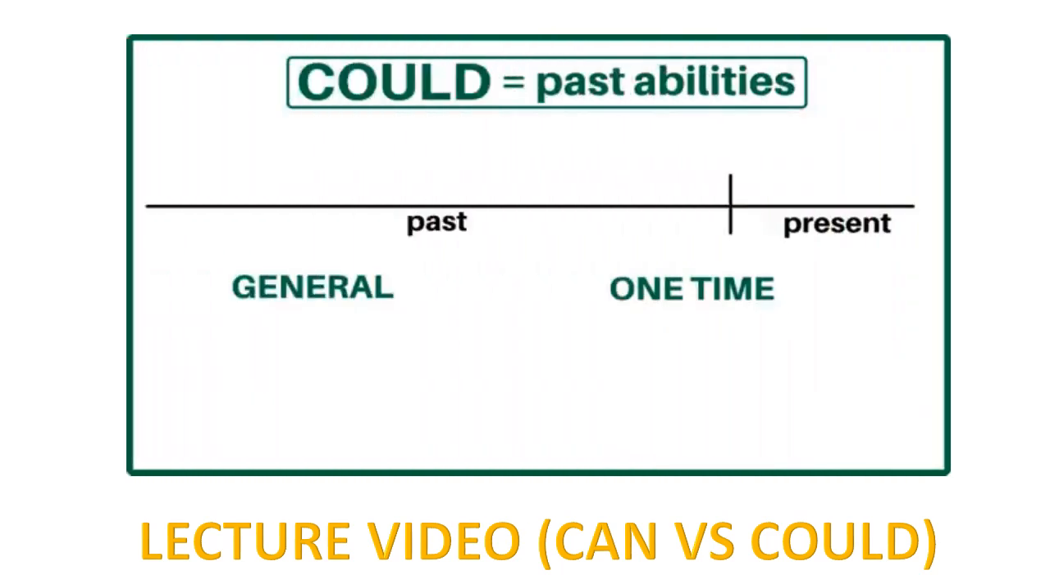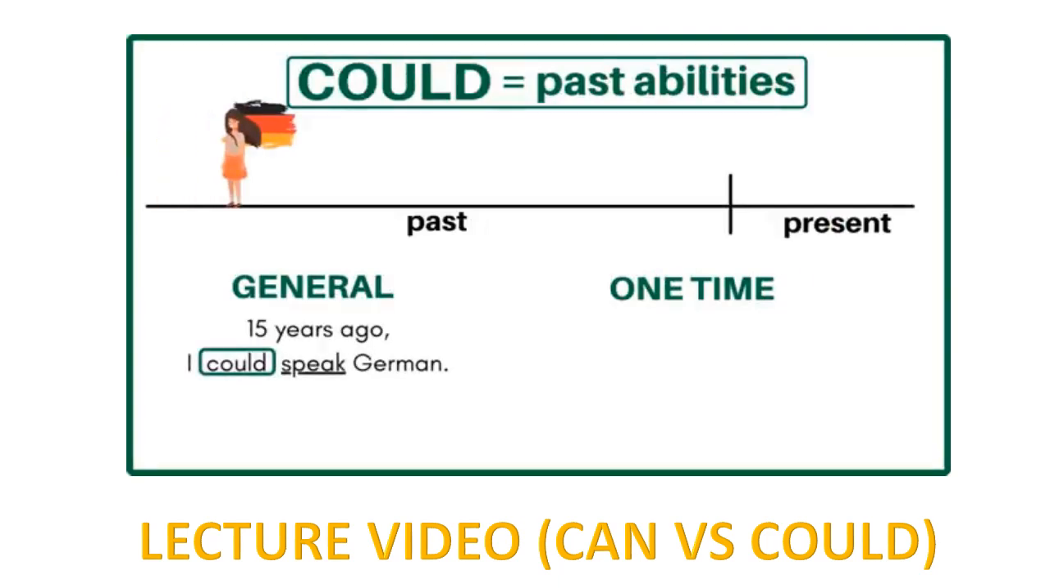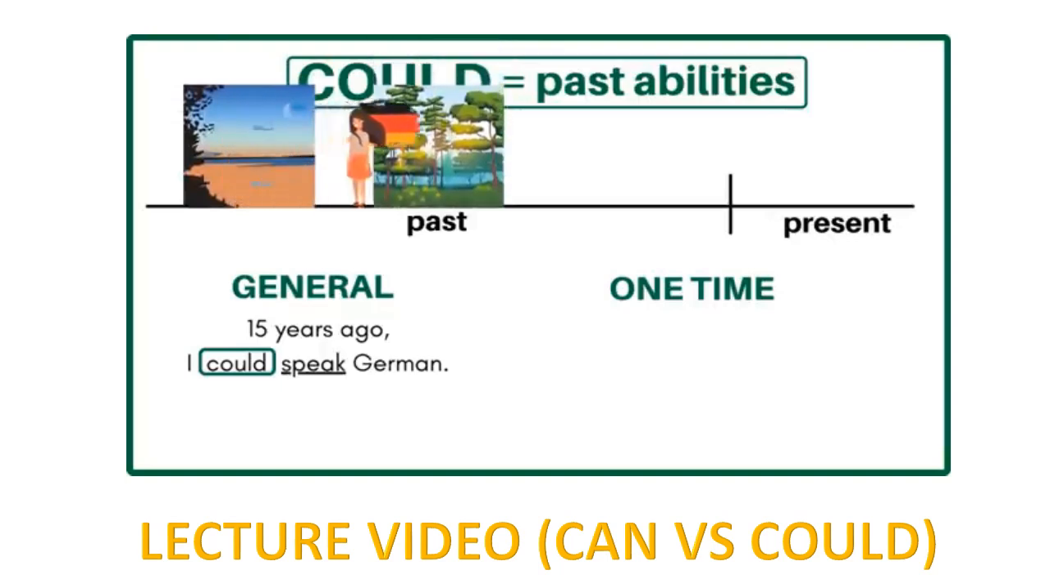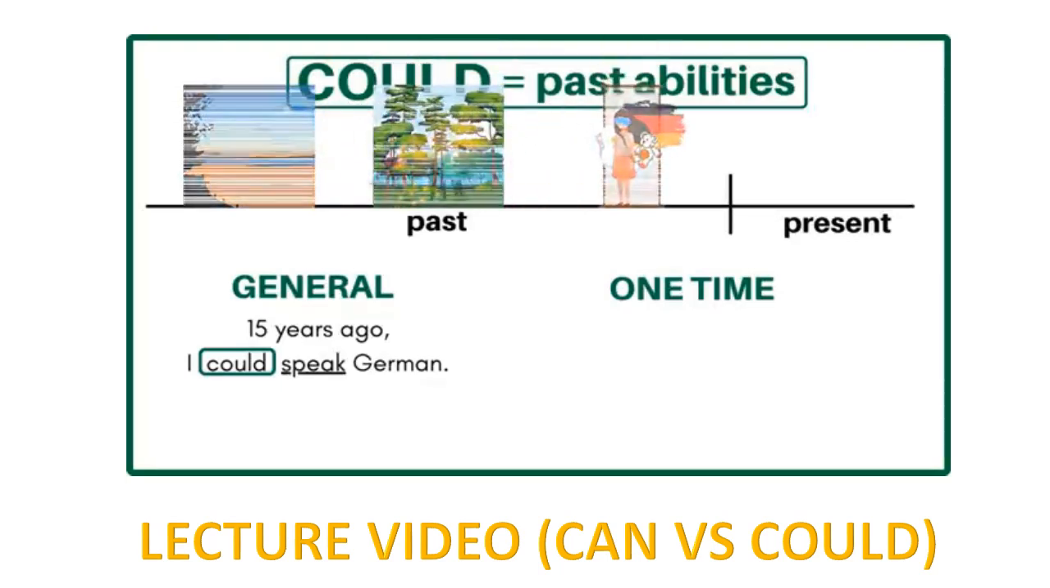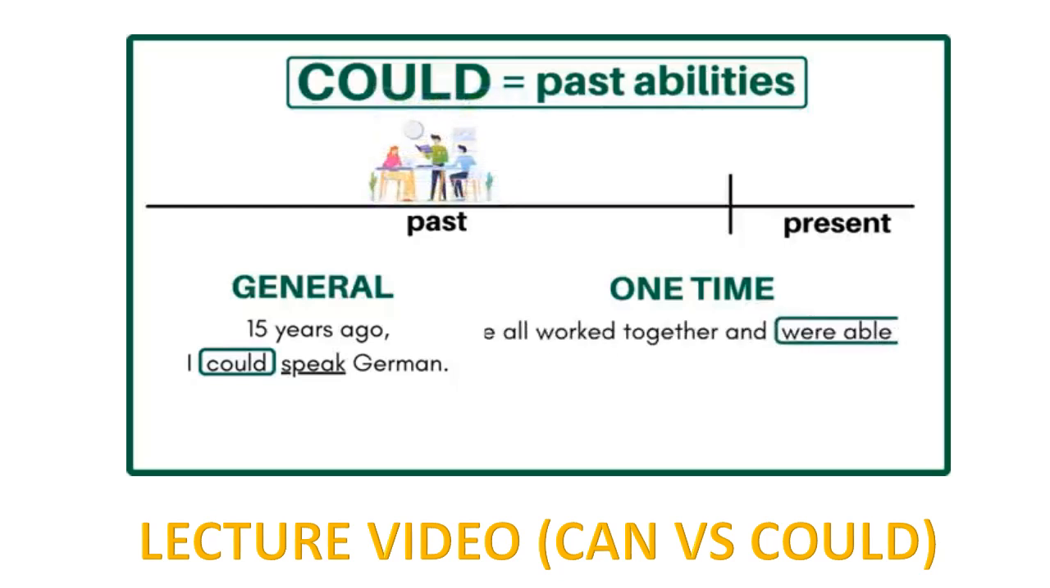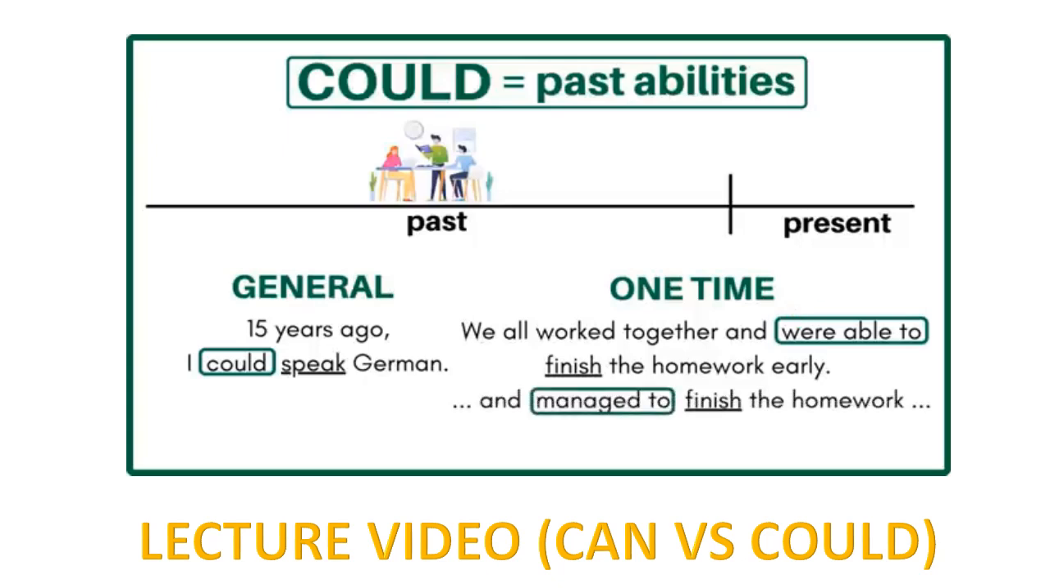Let's compare again. General past ability. 15 years ago, I could speak German. I could speak German in the morning, in the afternoon, in my sleep. One time past ability. We all worked together and were able to finish the homework early. Yes. Managed. We all worked together and managed to finish the homework early. Good. And could finish the homework early? Not so natural.